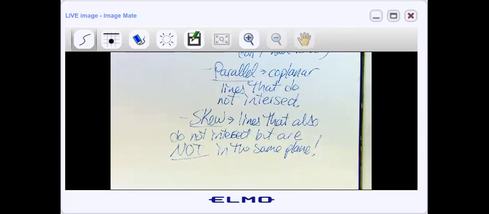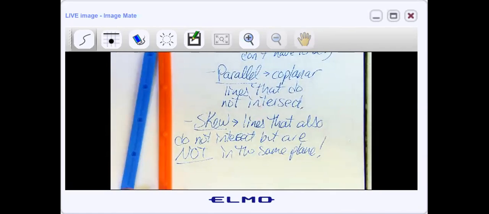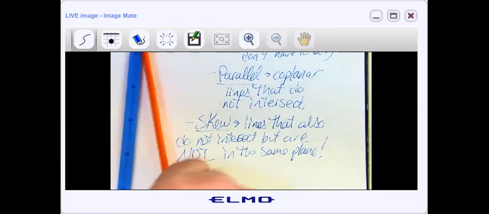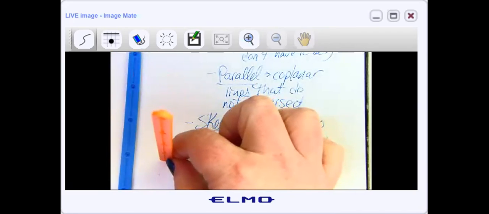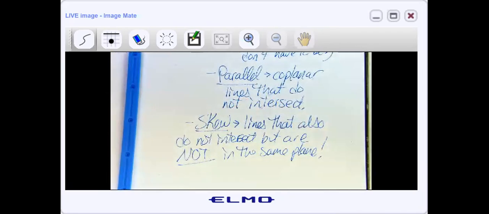Okay, so again, easiest way for you to visualize skew lines. Put two pencils on your desk, pick one of them up, stick it straight up and down, just like that. You will see that they don't cross. They're not in the same plane. That's called skew.